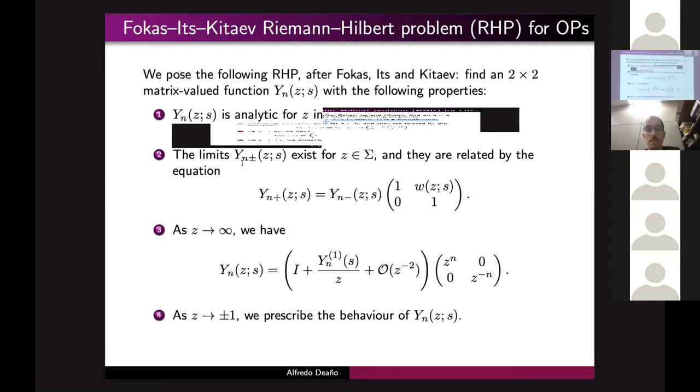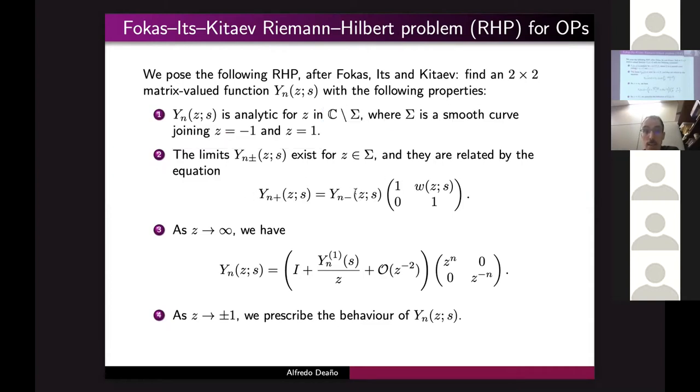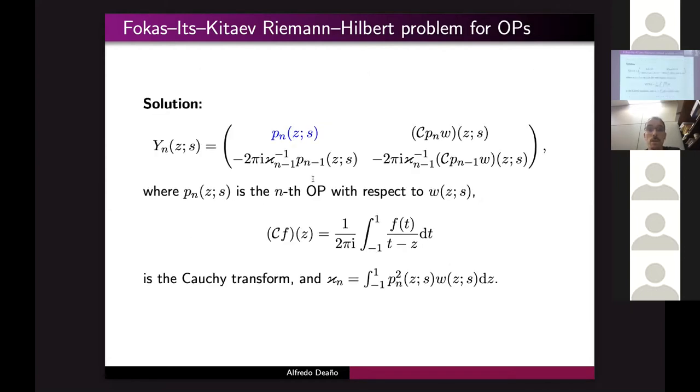The jump of the matrix Y takes place on some curve sigma that joins -1/1. But then the other conditions are very standard. So the jump is just with the weight function, and then you have normalization at infinity as usual, and normalization when Z tends to ±1. And the solution is the standard one with the orthogonal polynomials on the first column, and then the Cauchy transforms.